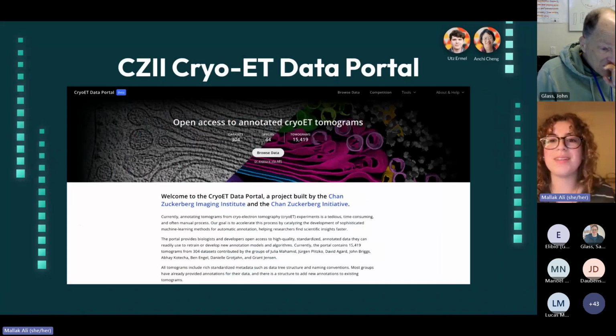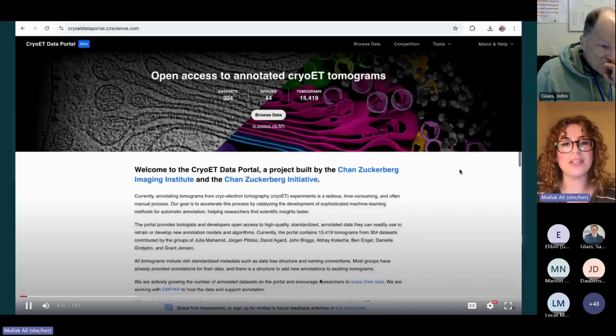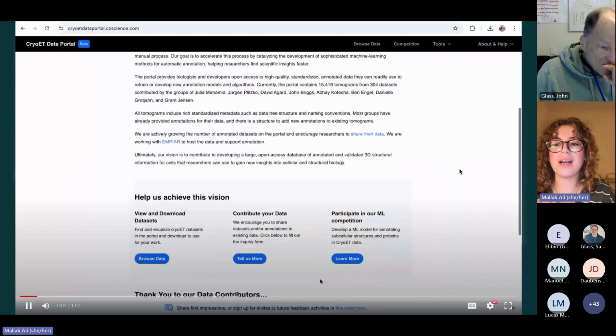So those 16.8 thousand picks and 265 denoised tomograms will move forward and will be posted on the cryo-ET data portal, which is what I mentioned earlier. So we'll be submitting those relatively soon. And a little quick intro to the cryo-ET data portal.